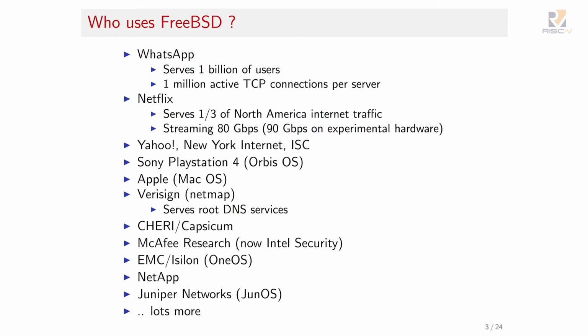So let's talk about FreeBSD users. Lots of companies use FreeBSD. As a general purpose system, it is used by WhatsApp. A few years ago, they reported that they serve more than 1 million active TCP connections per server. And Netflix uses FreeBSD to serve one third of North American internet traffic, streaming video.